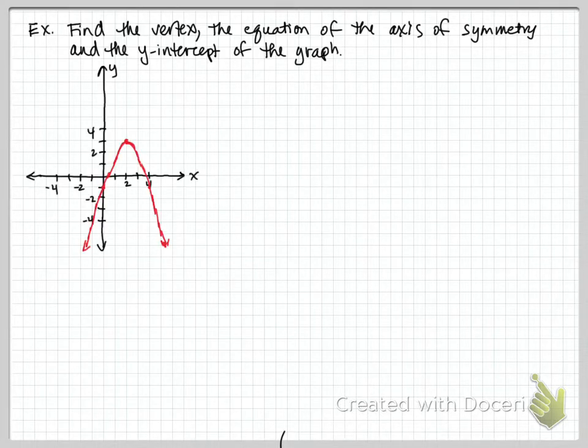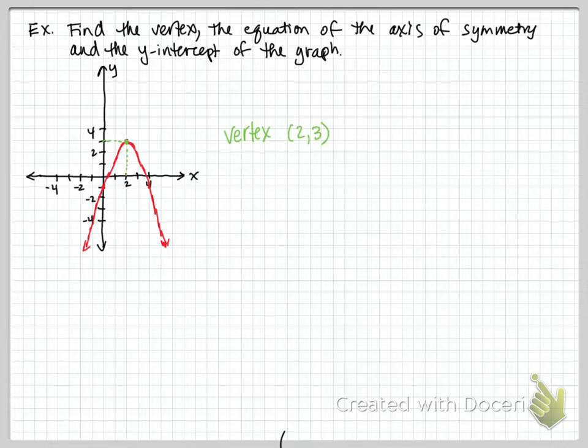Okay, so let's see what we can figure out. So first thing we're going to do is find the vertex. So vertex is pretty simple. We find the highest or lowest point. It's right here. So that's going to be 2 on the x-axis over to 3 on the y-axis.